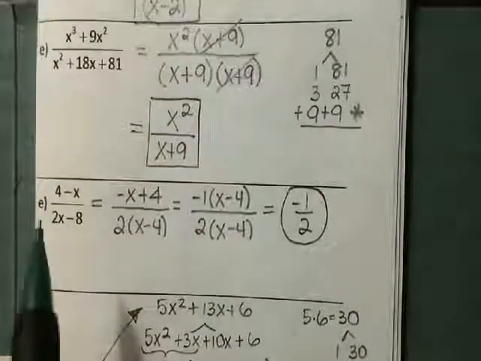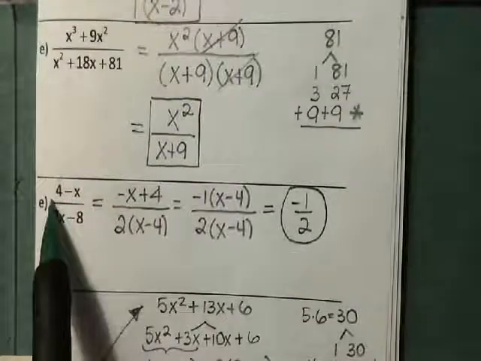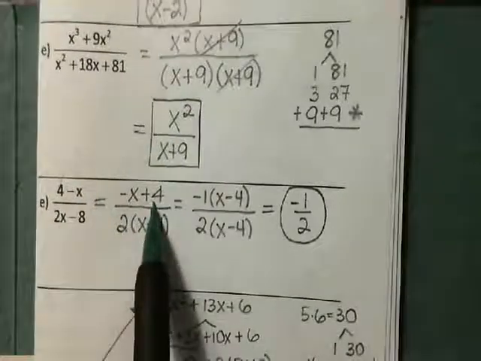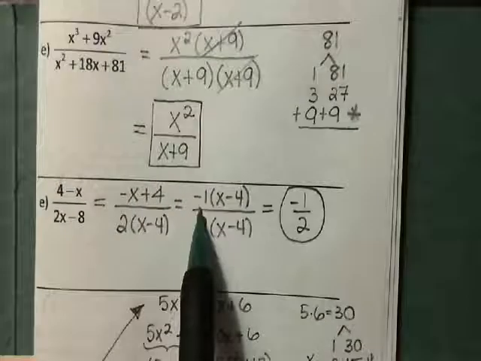Next one. I want to go ahead and switch these two guys around. Negative x comes to the front, 4 went to the back. I don't like to have the negative in the front, so what do I do? I factor out a negative 1.